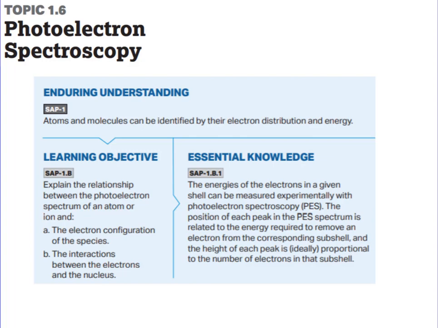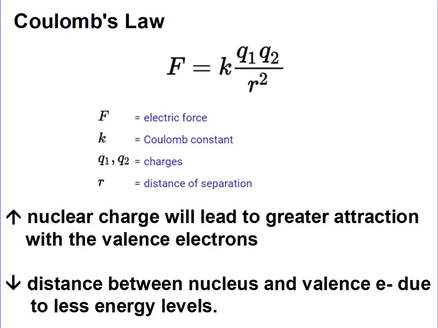PES, you need to be able to understand the relationship between PES and electron configuration and the interactions between the electrons and the nucleus. So with that relationship or interactions, we have Coulomb's law. So the force of attraction is equal to Coulomb's constant times q1 q2, which are charges, over the distance of separation. You don't have to be able to solve Coulomb's law. You just need to know that it has to do with charges and distance. And all explanation should always come back to charge and distance and be specific.